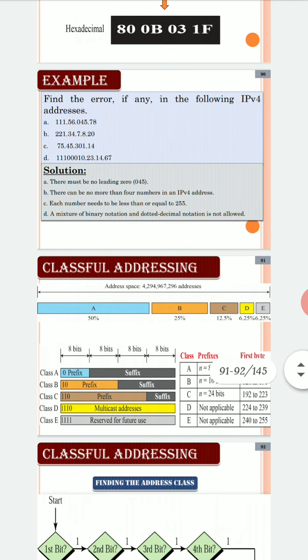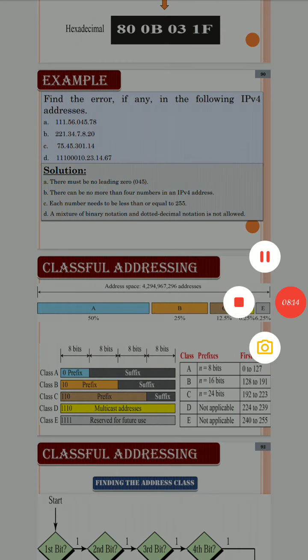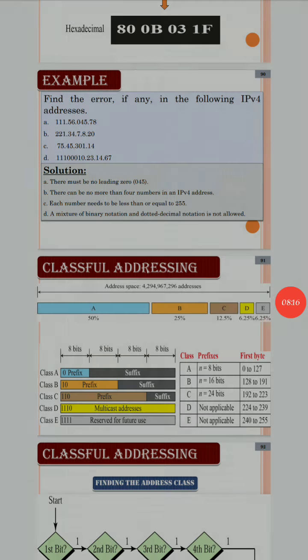And the last case is 111.00010.23.14.67. In this case, it is a mixture of binary numbers as well as decimal numbers. Either the address should be represented in binary notation or in dotted decimal notation, and we can't use a mixture of both. That is the error in the fourth one.